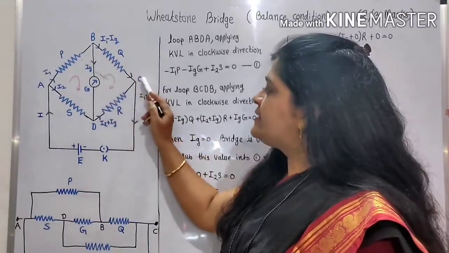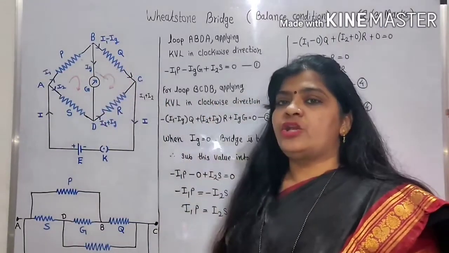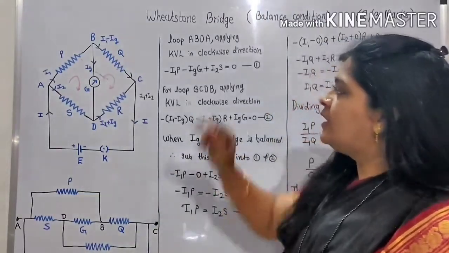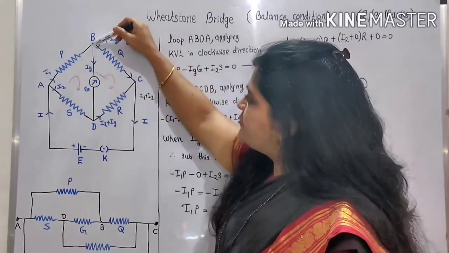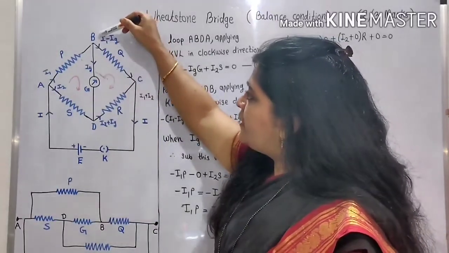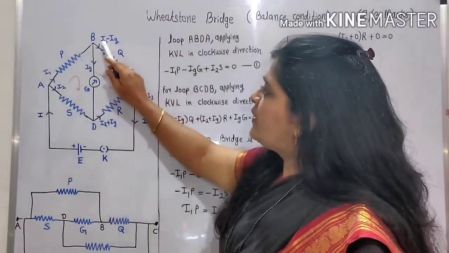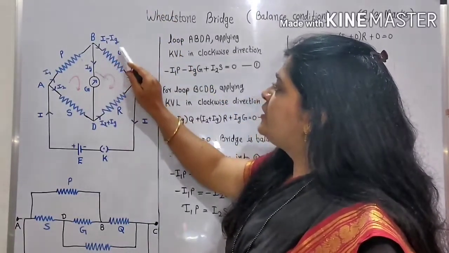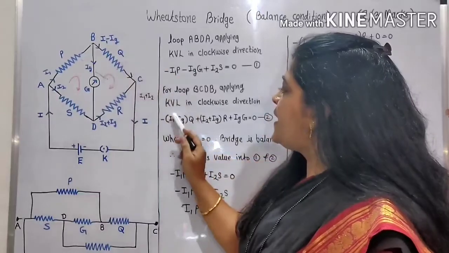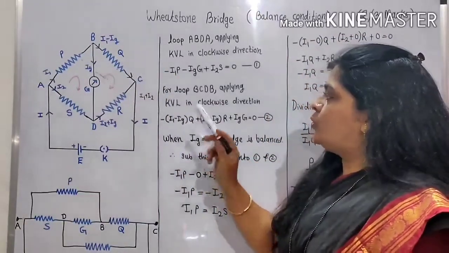Now we apply the same thing for the second loop. That loop is B, C, D, B. Applying Kirchhoff's voltage law in a clockwise direction. Again come to this point. We are tracing the current in the clockwise direction, and the current which is flowing through the resistance Q, that's why the product (I1 minus Ig) into Q is taken as a minus sign. Minus (I1 minus Ig) into Q.